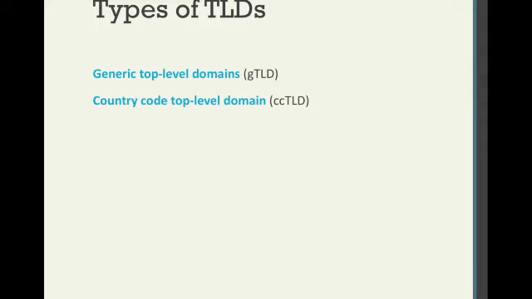The first one is the generic top-level domain, where we have unrestricted top-level domains, for example, .com, .net, .org, and .info. And we have the sponsored top-level domains, which are .gov, .mil, .edu. And the other category is known as the country code top-level domain. These include .us, .ca, .uk, etc. And these are under the control of the countries which they represent.